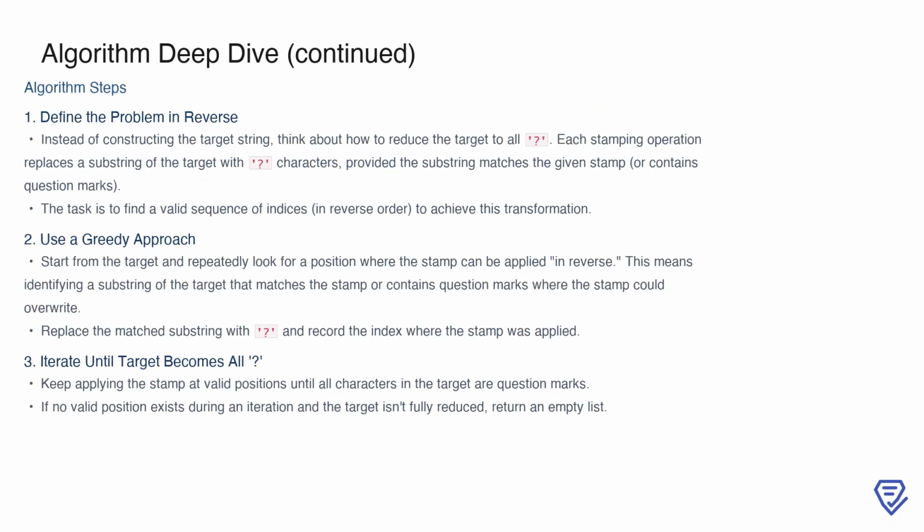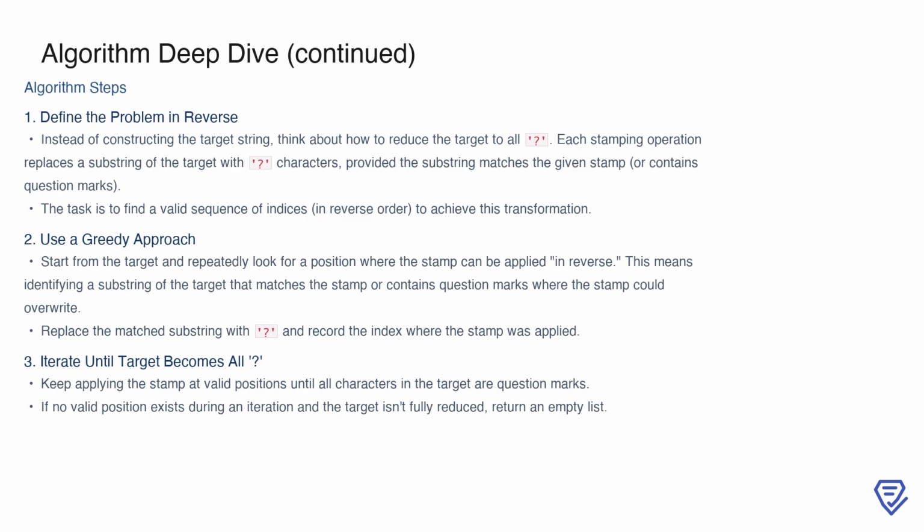Now, let's break the algorithm into clear steps. First, we define the problem in reverse terms. Rather than building the target, our goal is to reduce it to a sequence of question marks. Every stamping operation replaces a substring of the target with question marks, but only if the substring matches the given stamp or contains question marks where the stamp could fit. The task is to determine the sequence of these stamping operations in reverse order.